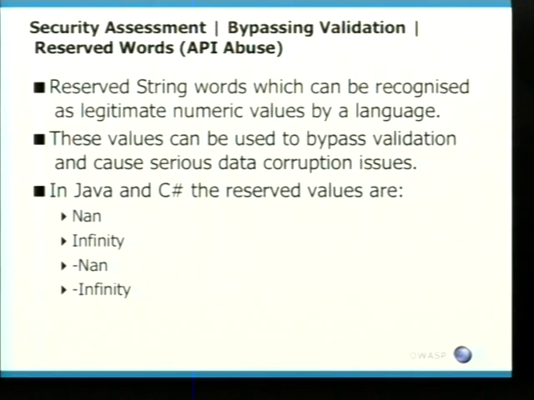Application is that the FSA and other regulatory environments require the data to be quite secure. So if you're able to crash it and cause data corruption issues, you're actually breaking a lot of the banking standards. So these reserved values that you can use are NaN, Infinity, minus NaN, and minus Infinity.